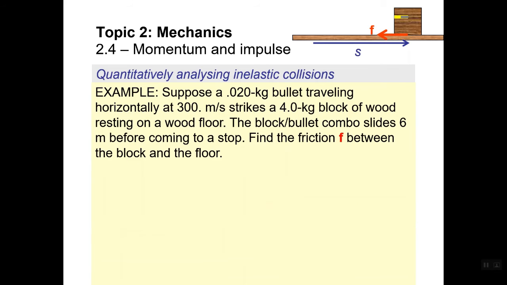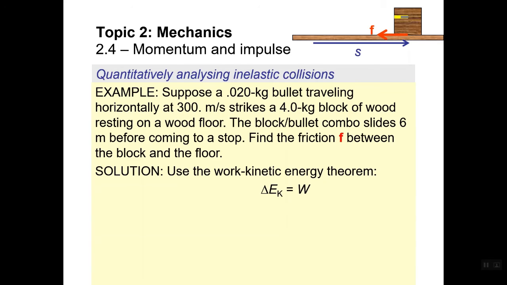Now find the friction between the block and the floor. We normally find the friction force using the work-energy theorem, when the friction force acts in the opposite direction to the distance traveled. The work-energy theorem says the change in kinetic energy equals the work done. That is, final kinetic energy minus initial kinetic energy equals the work done, which is force times the distance times the cosine theta, where the angle is the angle between the force and the distance traveled.